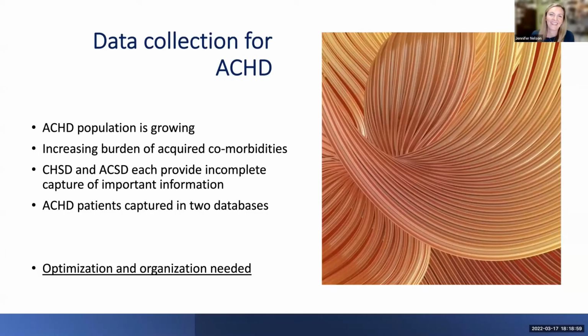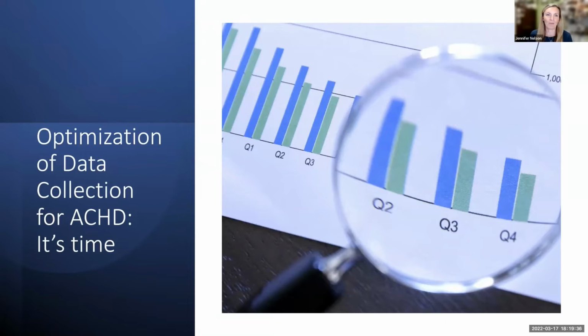So to summarize those last few slides, the growing and aging ACHD population has a unique set of patient characteristics that have previously not been well captured in any single data collection form. Some centers have elected to enter these patients into both the CHSD and the ACSD, which is time consuming and involves duplicate data entry for the fields that exist in both. For all these reasons, optimization and organization of data collection for ACHD is needed. The good news is that we're hosting this webinar to introduce an initial solution to this problem.